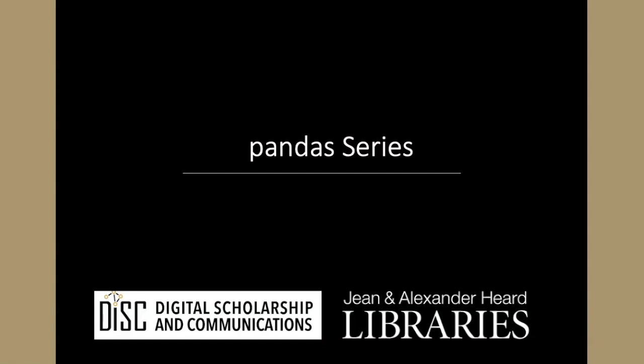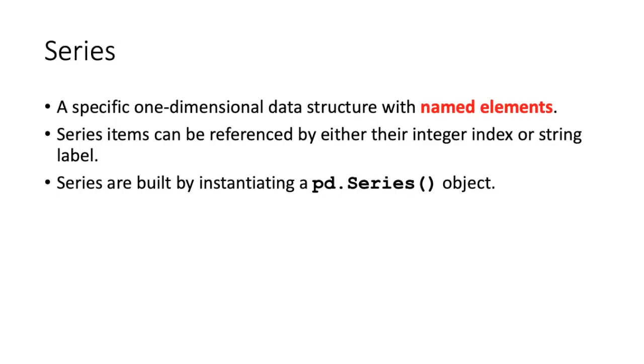Now that we've had a chance to review some of the familiar simple one-dimensional data structures that we've learned from basic Python, let's see how they compare to a pandas series. A pandas series is a specific kind of one-dimensional data structure that has named elements. So in that sense, it's similar to a dictionary. However, unlike a simple dictionary, series items can be referenced either by their integer index or by a string label that's similar to the key in a regular dictionary.